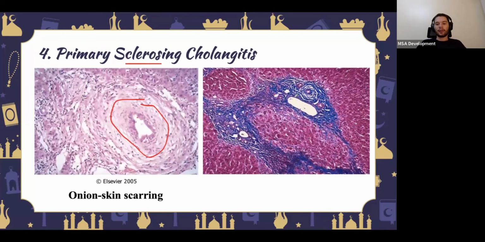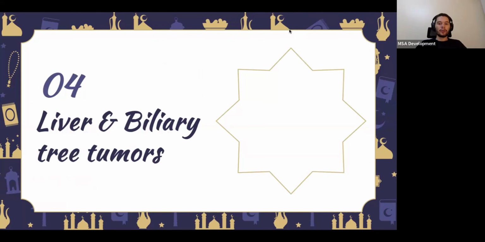And on this right side, again, you guys should be experts at this now. This is the typical look of cirrhosis. So you have fibrosis and regenerative nodules. And yeah, also you can sort of see over here, if you focus a little, you could say, no, this is an onion skin appearance as well. All right. Now, moving on to liver and biliary tree tumors.